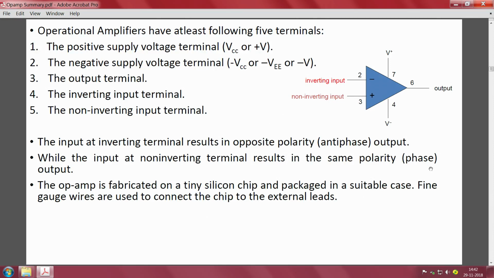Now, if I apply input at the inverting terminal, my output would be 180 degrees out of phase with respect to the input. If I apply the input signal to the non-inverting terminal, my output will be in phase with respect to the input. The op amp is fabricated on a tiny silicon chip and packaged in a suitable case. Fine gauge wires are used to connect the chip to the external leads.